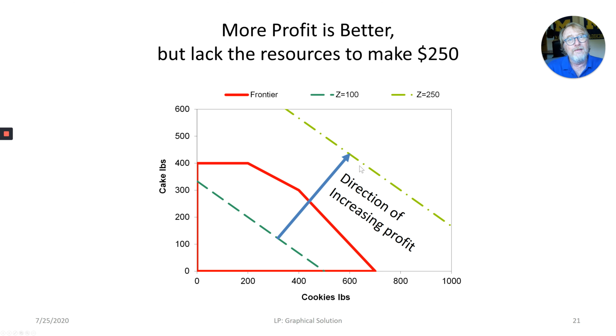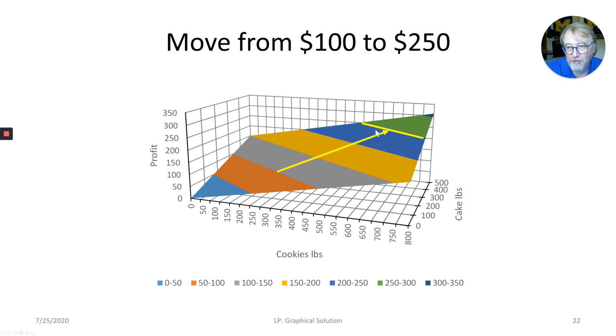But there's a fly in the ointment here, right? The thing is, you can't do it. Right? You just don't have the capacity. So where the really sweet spot is, this is showing up here. I went from 100 going up to here to 250, but I blew past the feasible region, right?